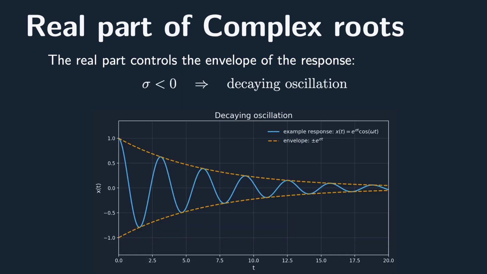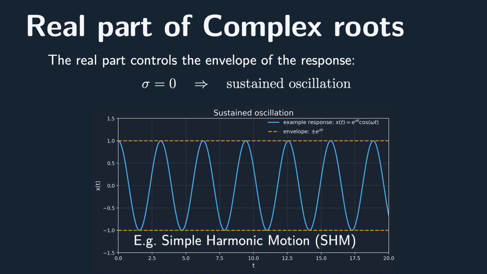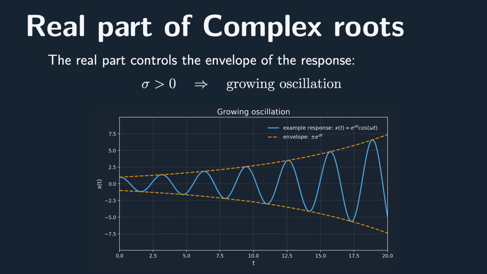If sigma is less than 0, the envelope decays, so the oscillation gets smaller over time. If sigma equals 0, the envelope is constant, so the oscillation is sustained. An ideal undamped oscillator, such as simple harmonic motion, is one example of this case. If sigma is larger than 0, the envelope grows, so the oscillation gets larger over time.